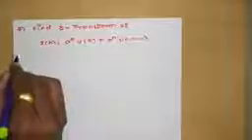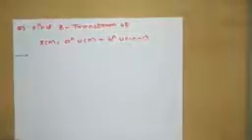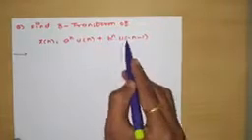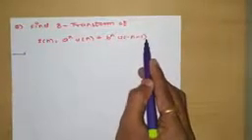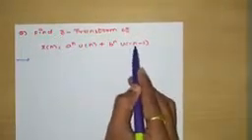Hello friends, in this segment we will see how to find the z transform of the given signal. Here x of n is given in the form of a raised to n u of n plus b raised to n u of minus n minus 1. In the previous lectures we have seen how to find the z transform of a raised to n u of n as well as b raised to n u of minus n minus 1.